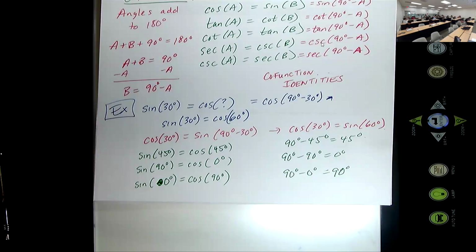The fact is, these zeros, 30s, 60s, 45s, 90s, these are called special angles. We're going to make a little table with their values.